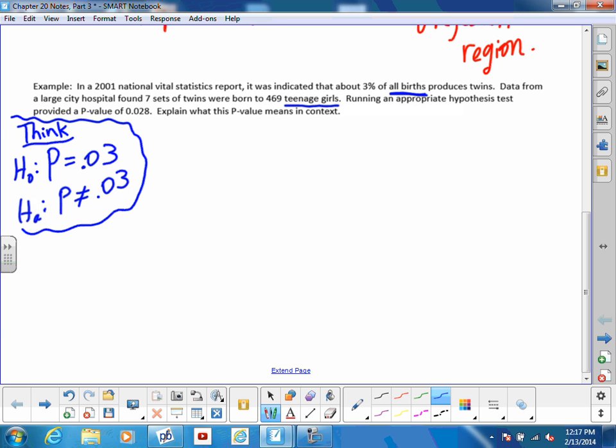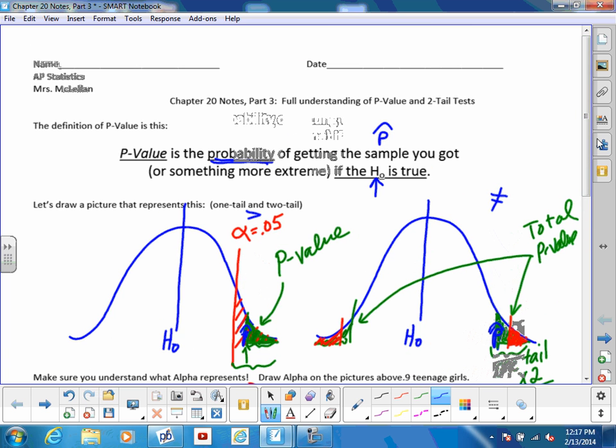So let's do this p-value. Now, for this first one, I want to have us actually look at this definition as I say it in words, okay? So I would say this. By the way, the p-value on that was 0.028. So I would start off saying, there is a 0.02 or 2.8% chance of getting the sample that we got, which was 7 out of 469, or something more extreme if the proportion of teenage girls that have twins is 3%.